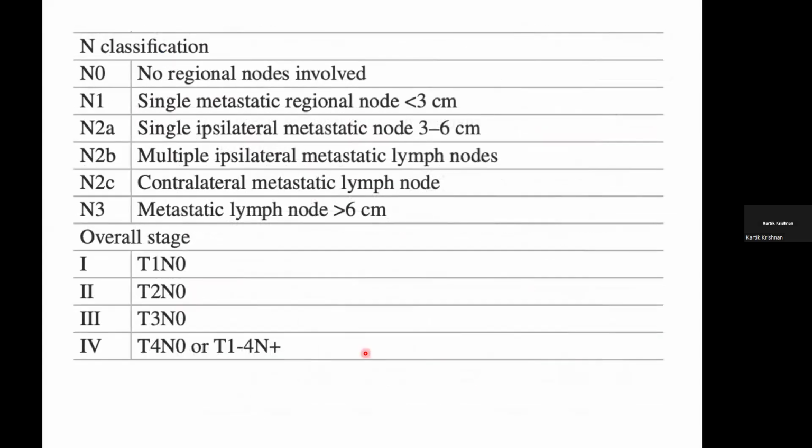Coming on to nodal classification, N0 is no regional node involvement, and N1 is a single node less than 3 centimeters. N2A is a single node 3 to 6 centimeters, N2B is multiple ipsilateral metastatic nodes, N2C is a contralateral metastatic lymph node, and N3 is a lymph node more than 6 centimeters. So T1, T2, T3 with N0 are stages 1, 2, 3, and any nodal involvement or T4 disease is stage 4. So even nodal involvement directly becomes stage 4.